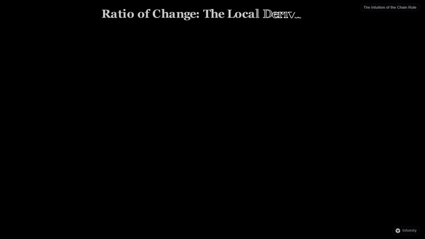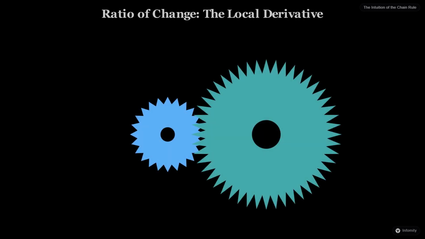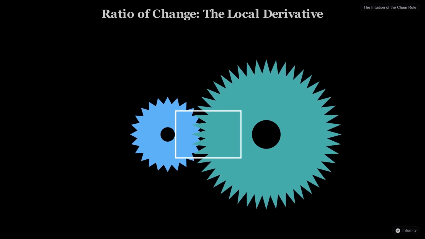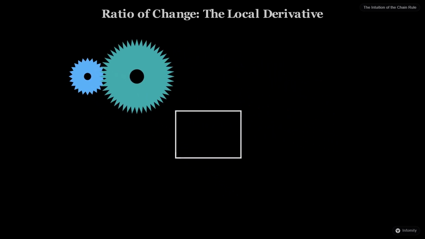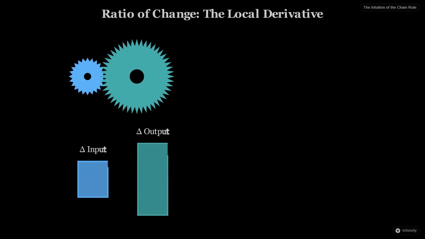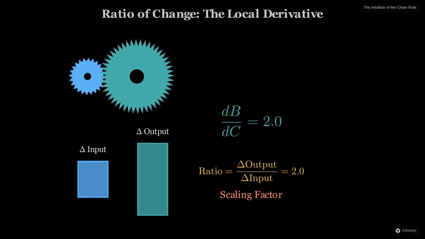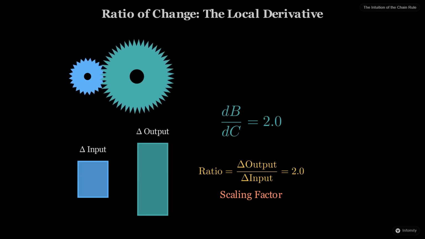To understand the whole chain, we must first look at a single connection. The local derivative is just the ratio between how much the second gear moves compared to the first. If gear 1 is twice as small as gear 2, then one full turn of the small gear only results in half a turn for the larger one. Imagine this like a conversion rate or a scaling factor. In calculus, we call this the derivative of function b with respect to function a, representing the instantaneous sensitivity of the second stage to the first.